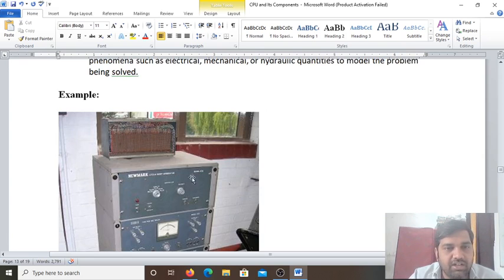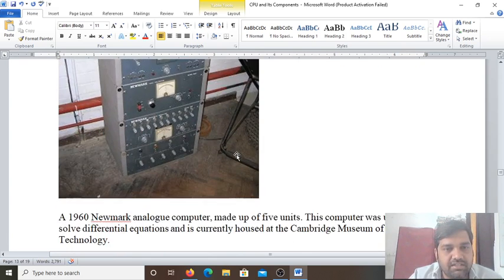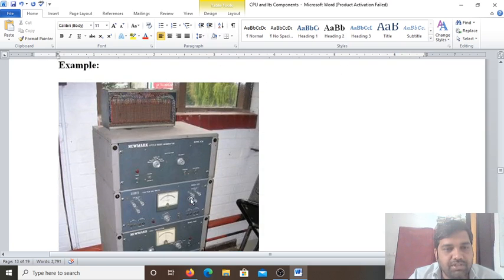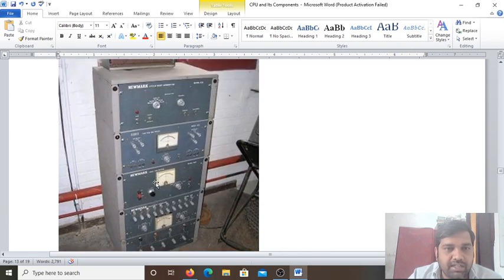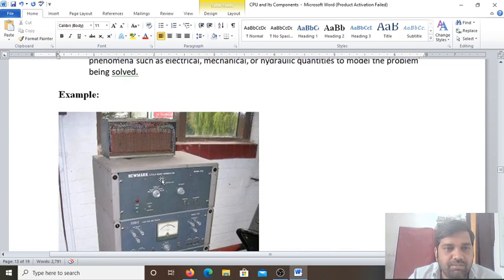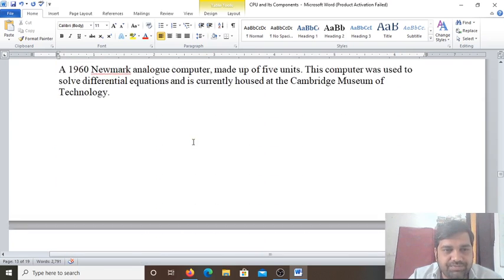You can see these are analog computers, such a big machine like a generator. You can see the 1960 Newmark analog computer made up of 5 units, and this computer was used to solve differential equations. In intermediate, we will study about differential equations. It is currently housed at the Cambridge Museum. For mathematical computing we used these analog computers, but hardly today.